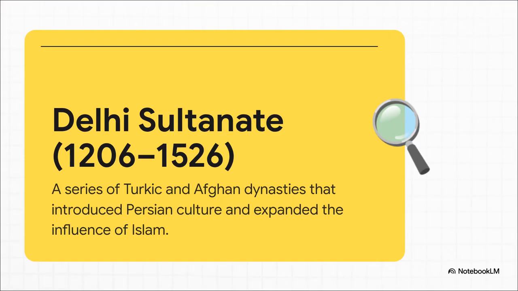So for about 300 years, the Delhi Sultanate was the main power. Now, this wasn't just one single empire, but a whole series of different Turkic and Afghan dynasties that ruled from the city of Delhi. They brought in a wave of Persian culture and really expanded the influence of Islam. And you can still see their impact today in some of the incredible architecture they left behind.